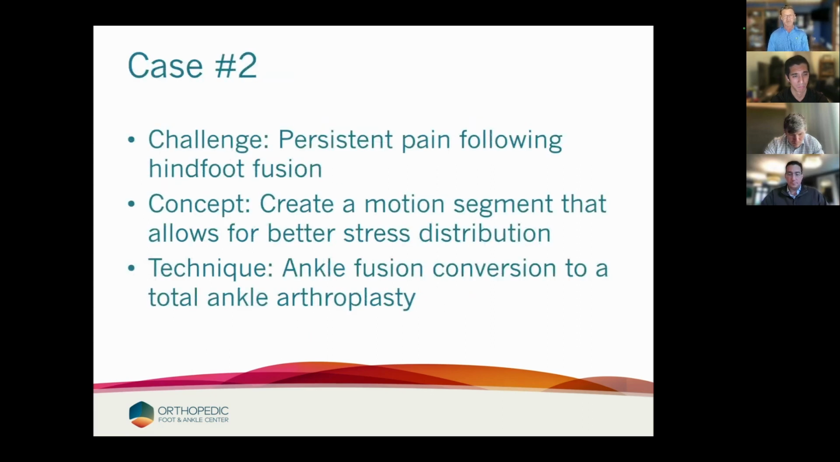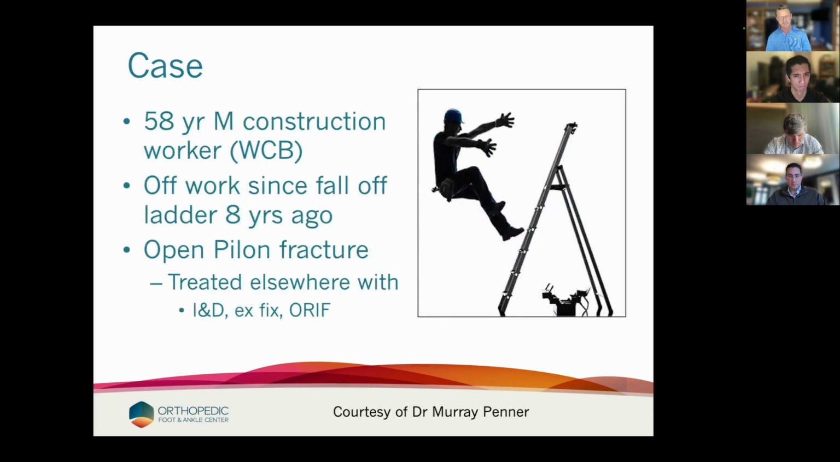Second case, persistent pain following hindfoot fusion. So this is kind of one of these ones where it's just too darn stiff, and you got to create a motion segment because the patient just hurts too much. So this isn't super uncommon in my practice. I do ankle fusion takedowns probably once a quarter. But this is Murray Penner's case, so you'll see the frustration that goes as this case builds.